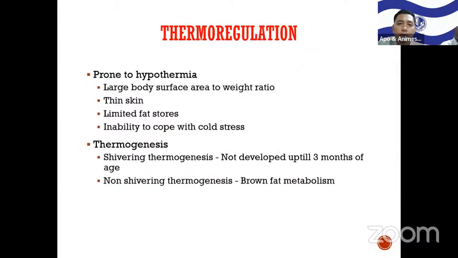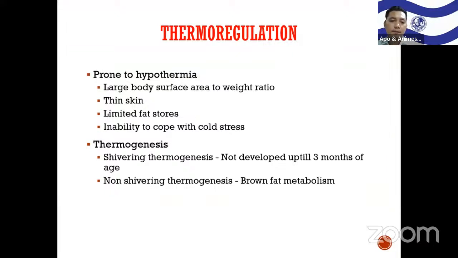And coming to thermoregulation, babies are more prone to hypothermia because they have a large body surface area to weight ratio, they have thin skin, limited fat stores, and an inability to cope with cold stress.